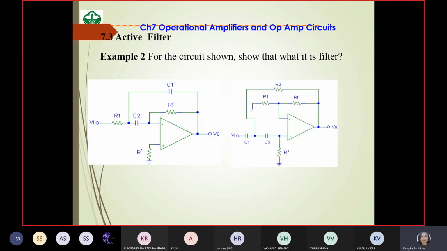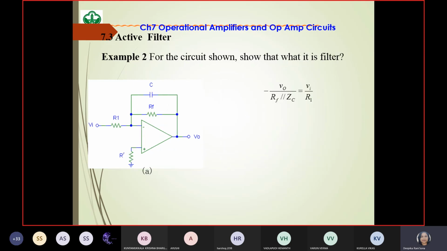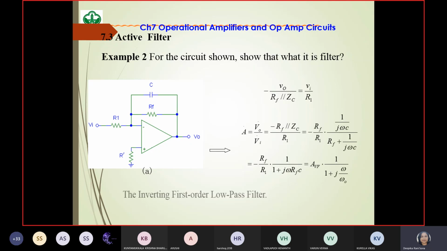Okay guys, better. I'll upload this slide and answer also with this, but not all the answer. You just proceed. What was the answer for the first question? Guys, can you read the line here? This one. First order low pass filter. What? Inverting. Inverting first order low pass filter.